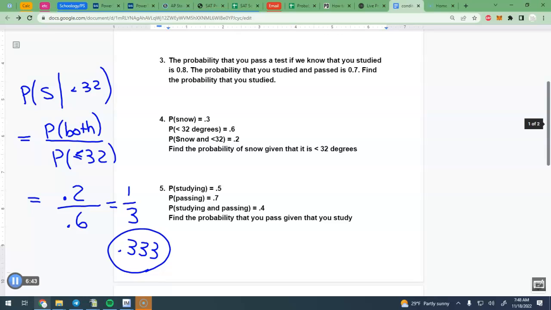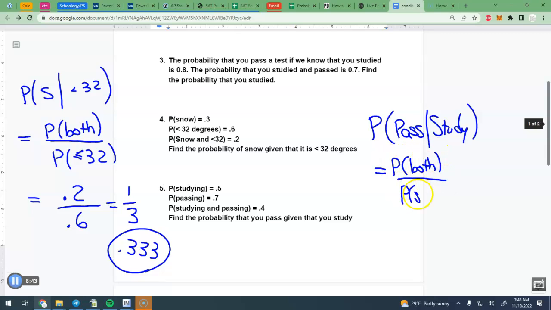Pass given that you study. So this is number 5. Pass given study. So that's the probability of both passing and studying divided by the probability of study. So the probability of both is 0.4. The probability of studying is 0.7.